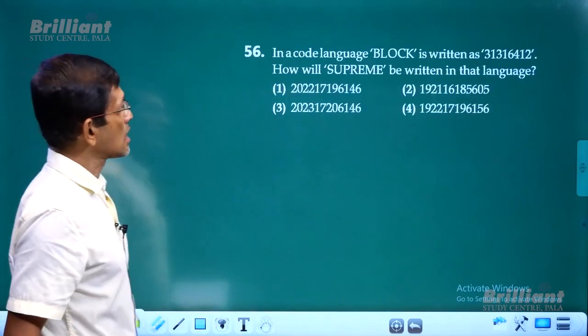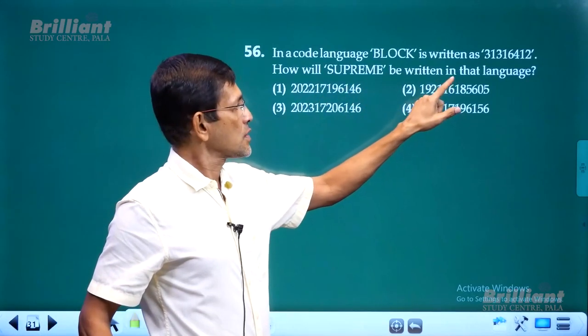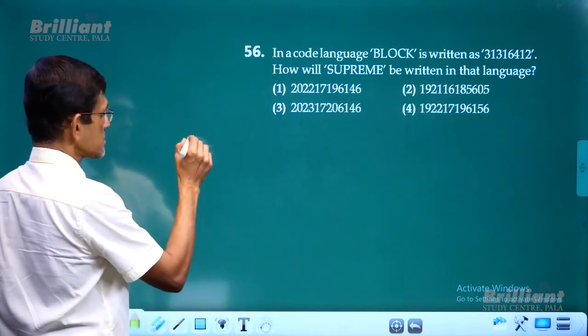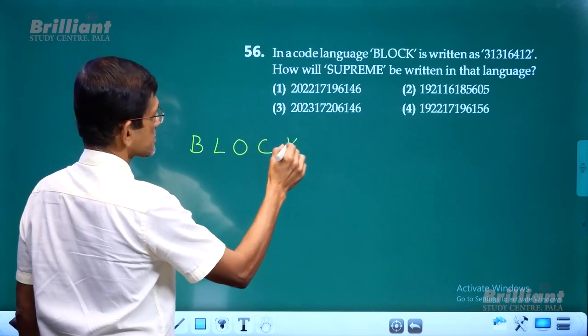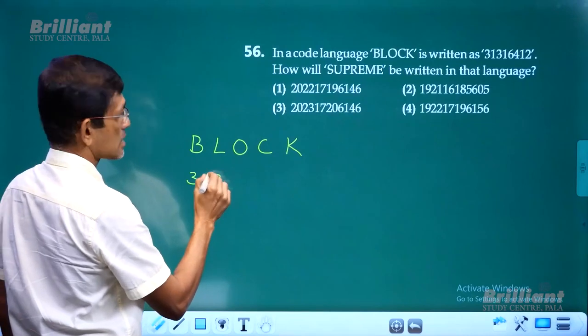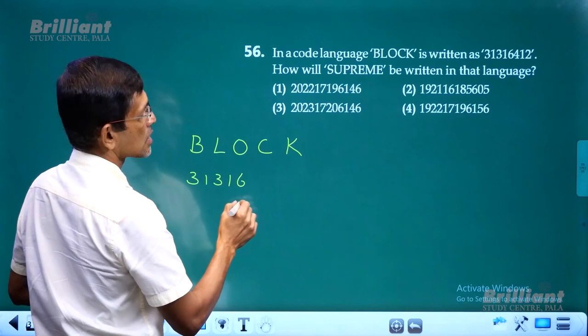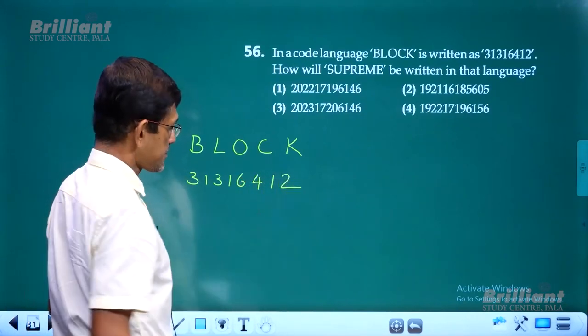Next one. In a code language, block is written as 3, 1, 3, 1, 6, 4, 1, 2. So block. Three, one, three, one, six, four, one, two.